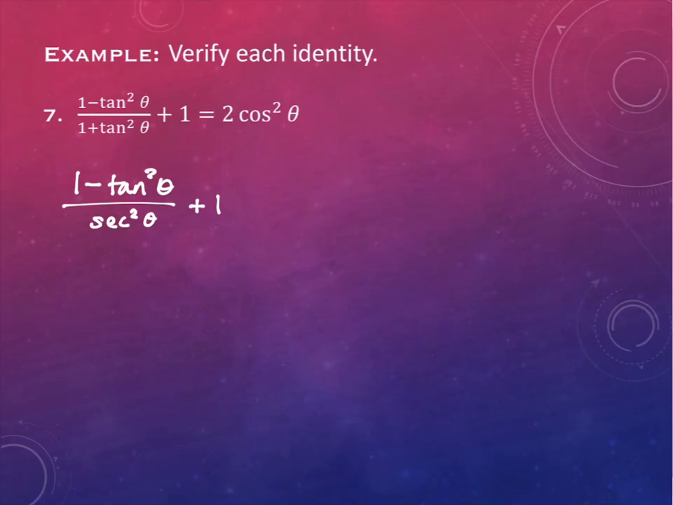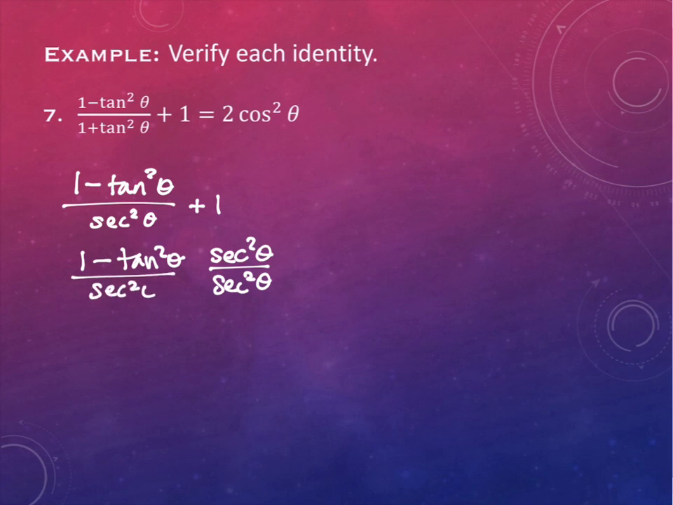And I think this might be a good time to do that, if we can merge those together. Okay? So I would need to get a common denominator for that to happen. And the common denominator needs to be the denominator that's already there. So this 1 would be secant squared of theta over secant squared of theta. And I still have the 1 minus tangent squared of theta over secant squared of theta.